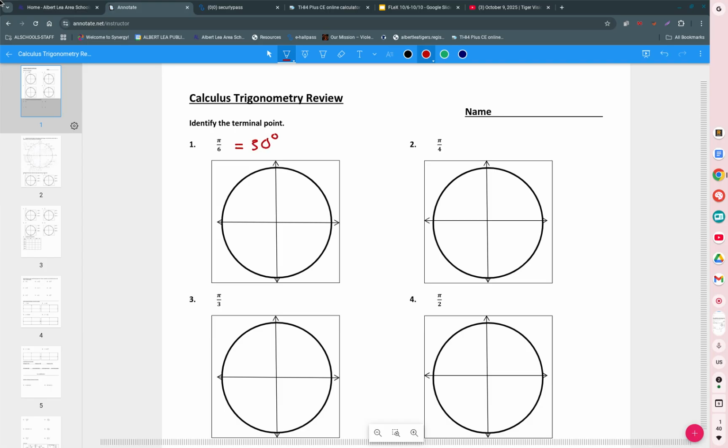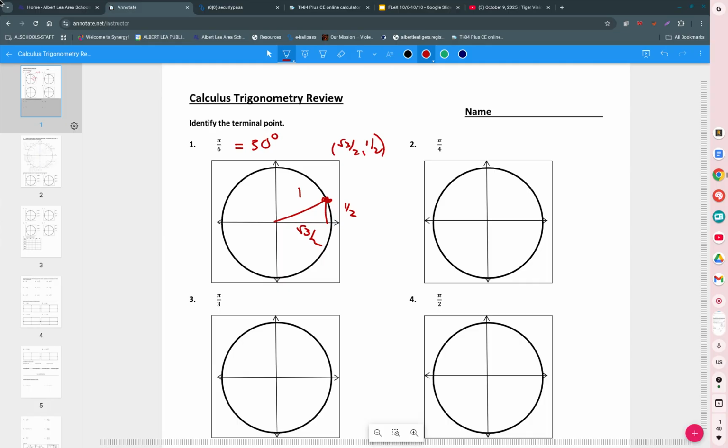Good. And so, if we have a 30-degree angle, do you remember what this terminal point is right there? This is 1. The short side is always 1/2, and the longer side is root of 3 over 2. So this coordinate is root of 3 over 2 and positive 1/2.